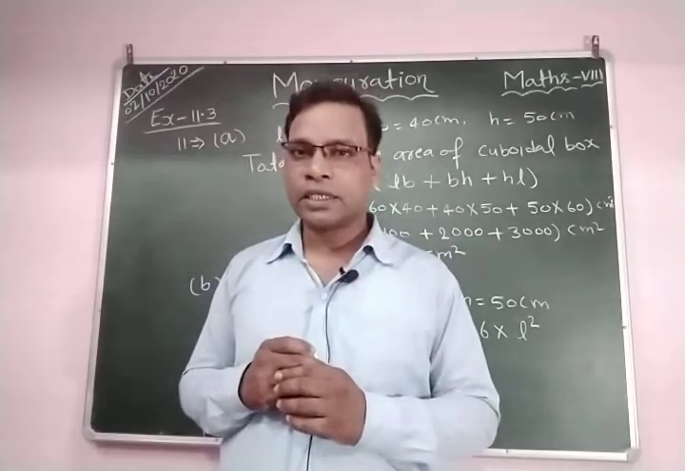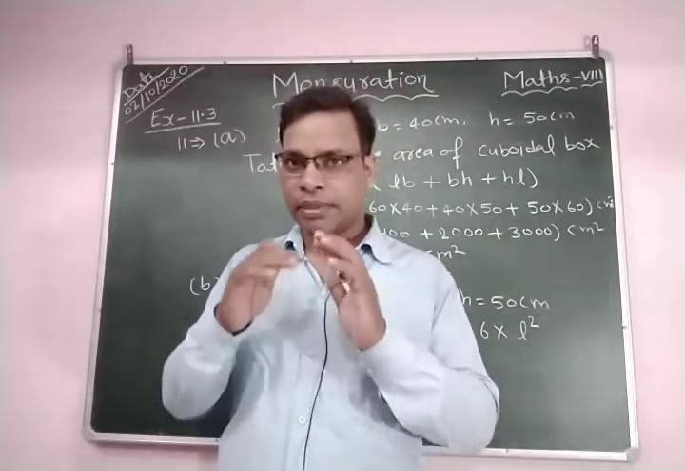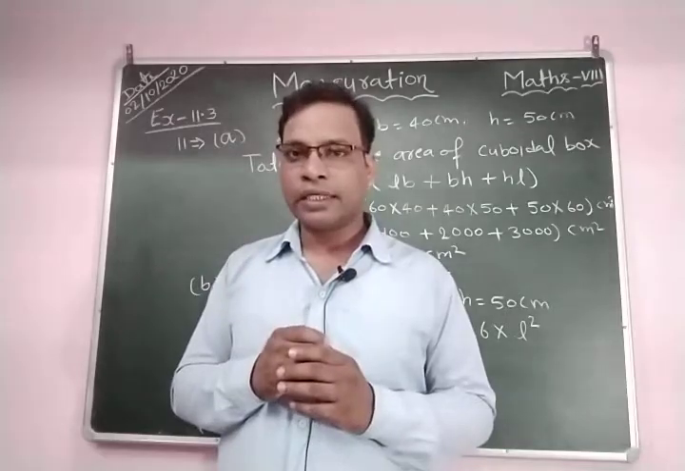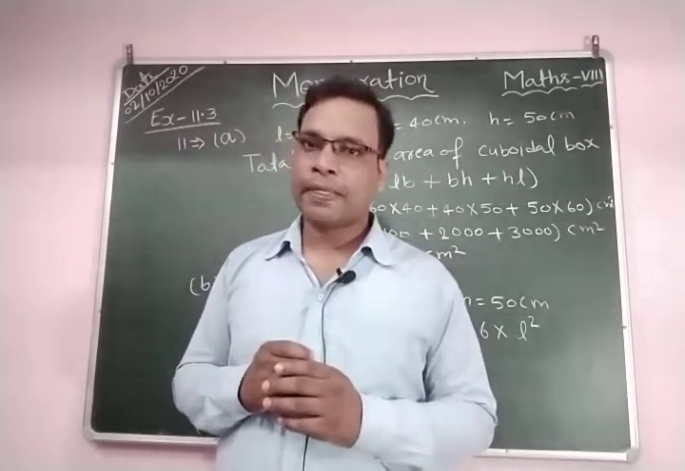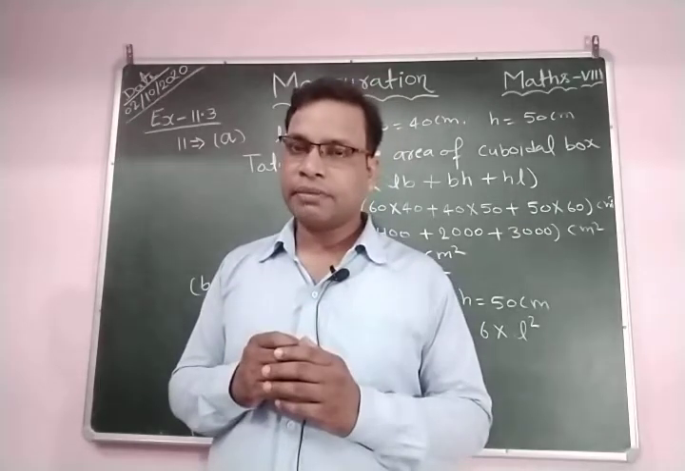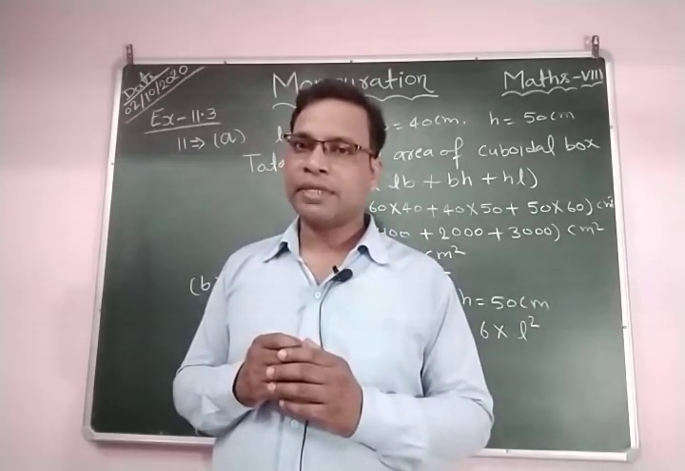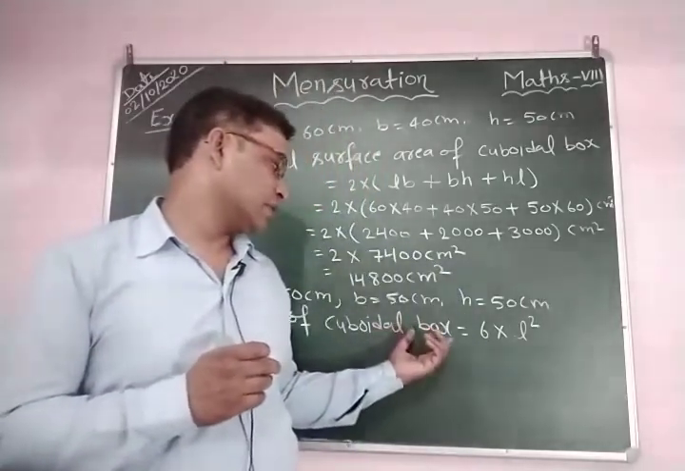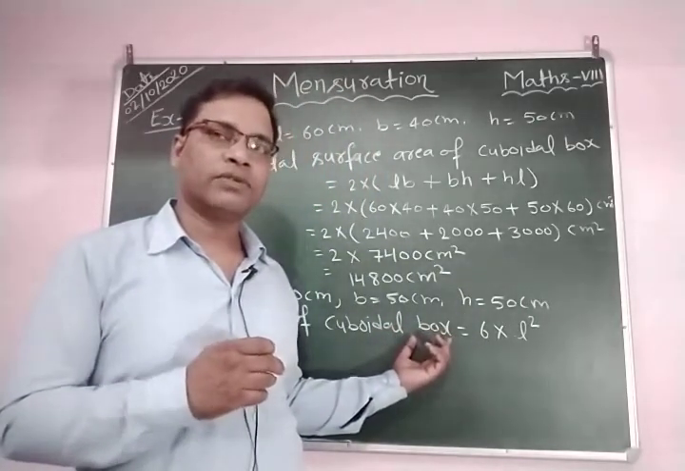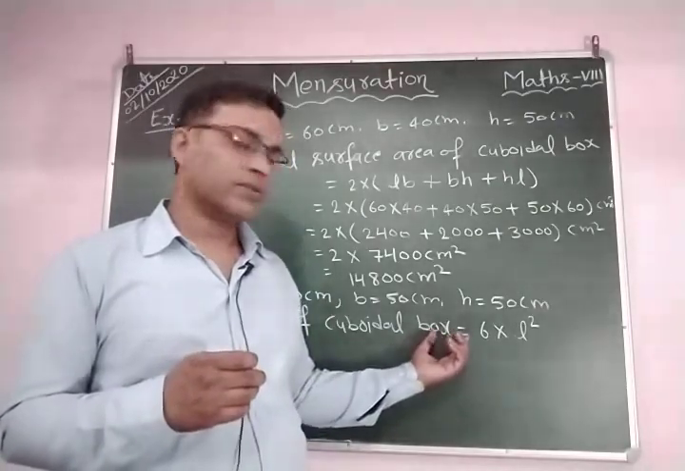So here in this box, this is the shape of a cubical box, and it has 6 faces, and the side of each is given here, 50 centimeter. You can say length, breadth and height are all the same here. So you can find the area of the cuboidal box, or you can say cubical box.